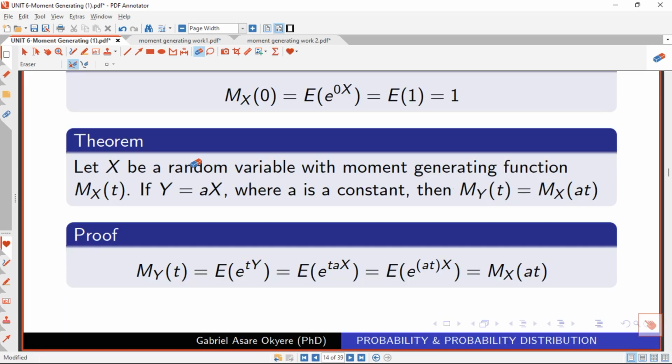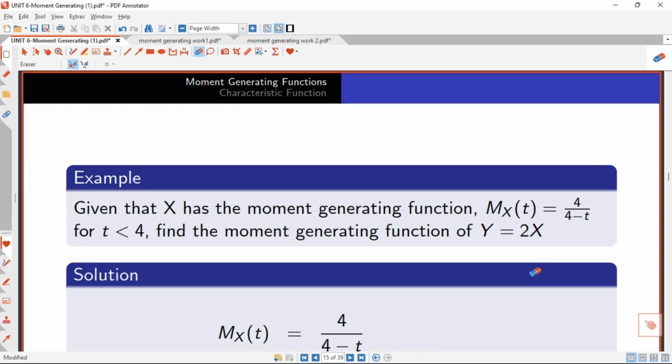So let's prove it. Within the proof, we are going to get the expectation of e raised to the power t of Y. And already we know our Y to be a times X. So that will come here. We are going to get the expectation of e raised to the power t a X, which will be equal to the expectation of e raised to the power (at) times X. Since X is the random variable, our moment generating function will be in the form of M_X(at). So this is what we are surely going to have.